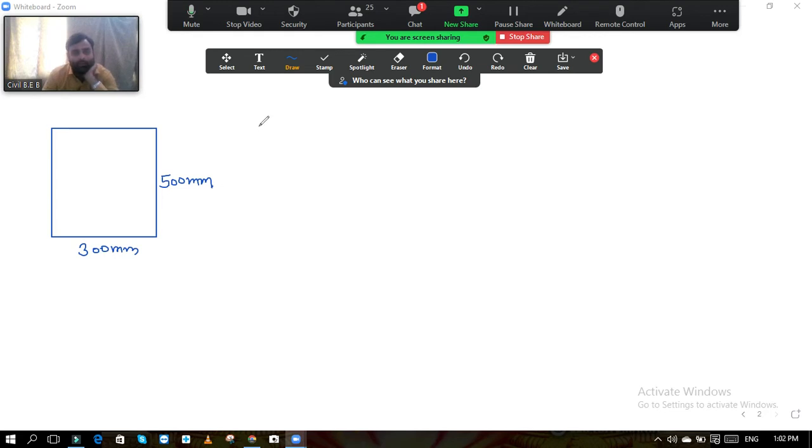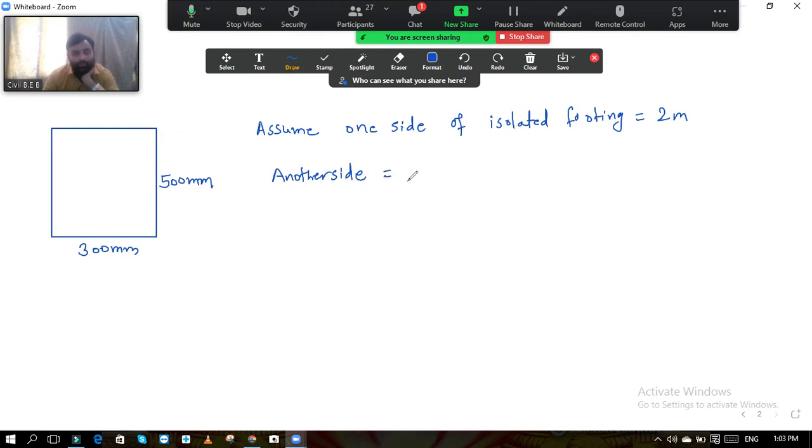Here I will write: assume one side of isolated footing is equal to 2 meter. We have assumed randomly, I have assumed 2 meter. Now if one side is 2 meter, and we want to calculate the other side, then you know the basic formula for rectangle: B into D is equal to area.